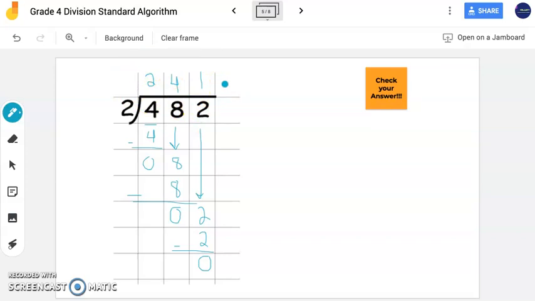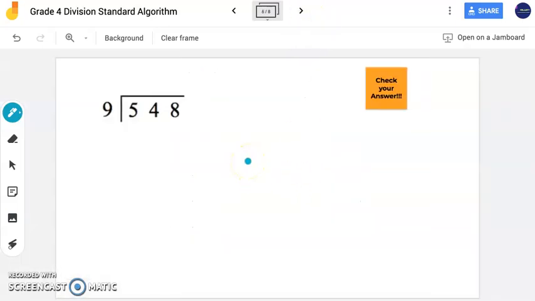Now, what's really awesome about division is you can always check your work to see if you are correct. If you take your quotient and multiply it by your divisor, it should always give you your dividend if you did your long division correctly. So let's confirm that what we did was correct. I'm going to take 241 and multiply it by 2. So 2 times 1 is 2, 2 times 4 is 8, and 2 times 2 is 4. And in fact, we get 482, which is my dividend, so I know I did this problem correct.